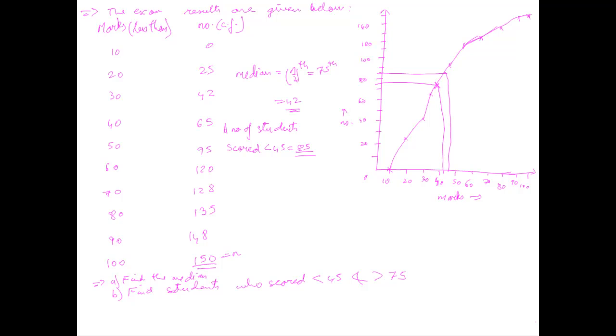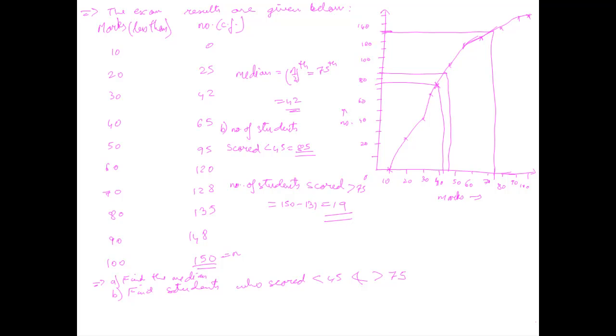And for 75, again we take the line up to the curve and we take it across like that. So children, approximately that comes out to be 131. So the number of students who've scored greater than 75 would be the total, that's 150 minus 131. That's 19 students, children.